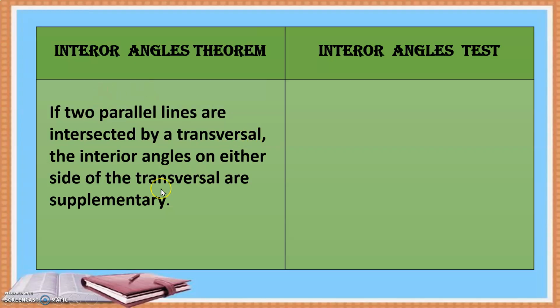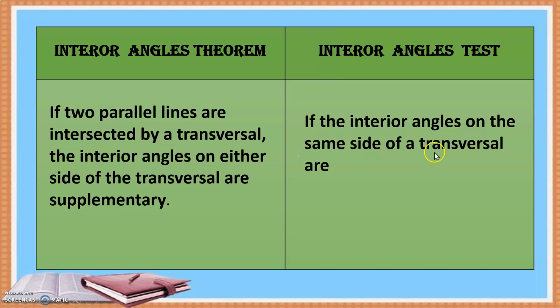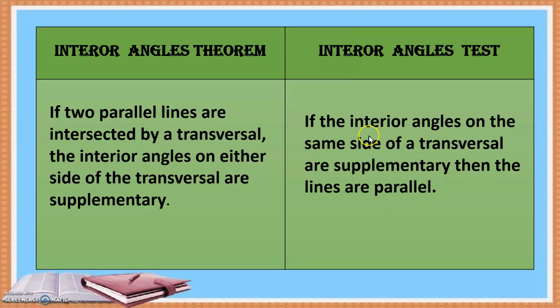Here lines were parallel, interior angles were supplementary. Now what will happen? Let's first have a look at the statement, then I shall explain to you what it means. If the interior angles on the same side of a transversal are supplementary, then the lines are parallel. That means here if the interior angles are supplementary, then the lines are parallel. So these two statements are converse of each other. Hope this is clear. Now we have interior angle theorem, interior angle test. If two lines are parallel, then the interior angles are supplementary. If interior angles are supplementary, lines are parallel.